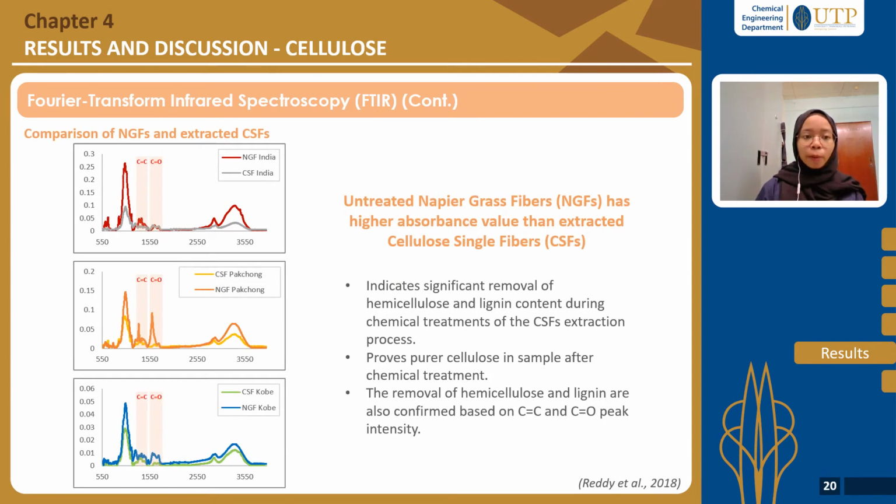Alright, so as we compare the untreated Napier grass fibers with the extracted cellulose single fibers, it can be seen that untreated Napier grass fibers has higher absorbance value than extracted cellulose single fibers. This indicates a significant removal of hemicellulose and lignin during chemical treatments. This also proves a purer cellulose in sample after chemical treatment. The removal of hemicellulose and lignin are also confirmed based on the reduction of C=C and C=O peak intensity.